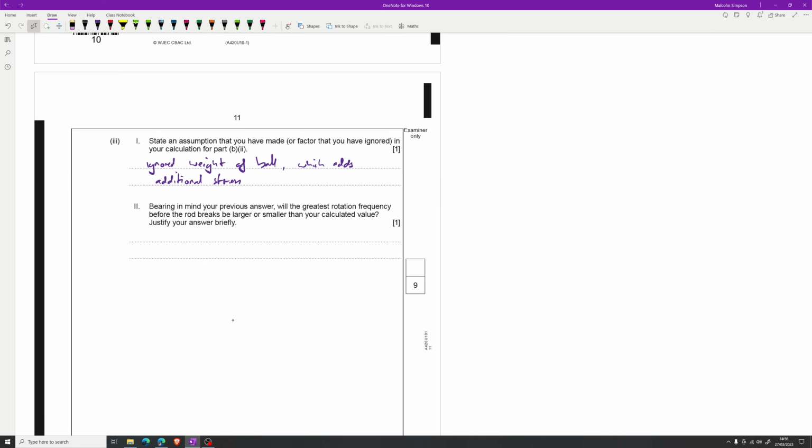So bearing in mind this previous answer, will the greatest rotation frequency before the rod breaks be larger or smaller? It will be smaller. And I think I've already answered that. I think possibly this which adds additional stress, which increases stress in rod. Even if stationary, the rod is under some stress. And that's it.